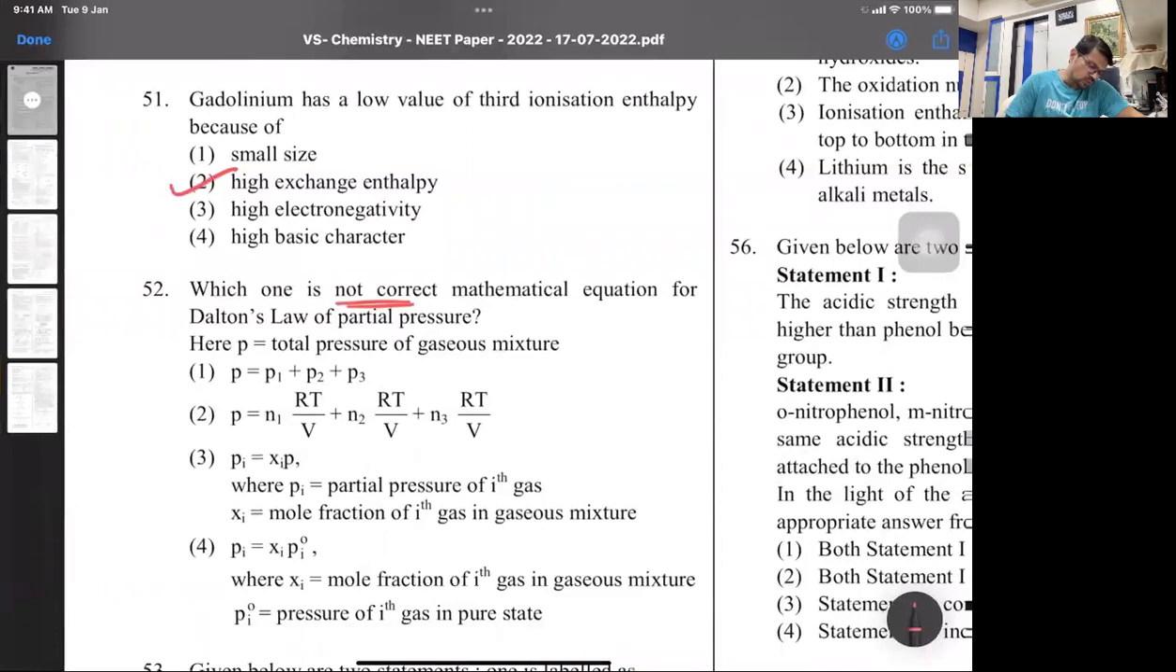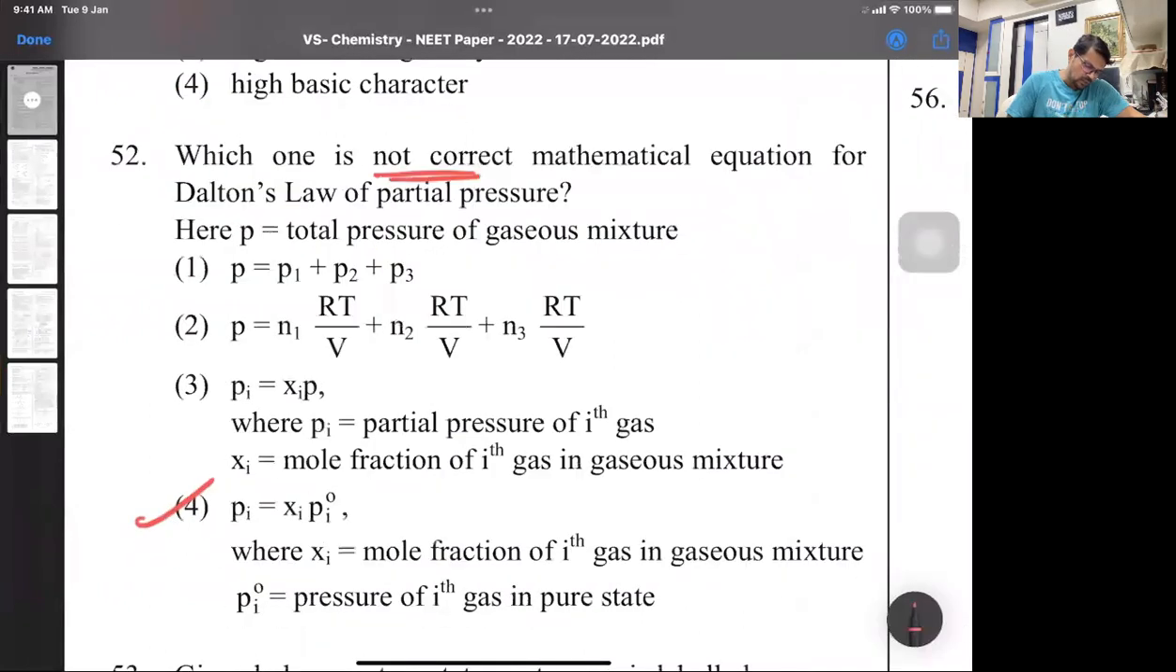The last one is not the correct one. The reason is because they have said Pi = Xi into Pi naught. It cannot be naught. Naught is with respect to the pure components. All right. So it has to be with respect to the total partial pressures. So here the fourth one is not the correct expression. This is the entire part which is given in the NCERT. If anybody observes, the whole calculation, everything is explained over here. This is in terms of the states of matter chapter.